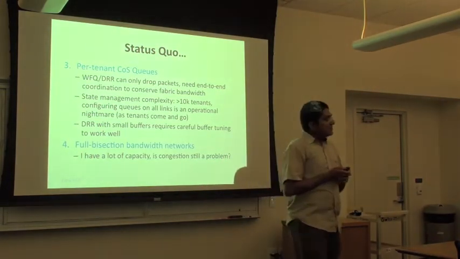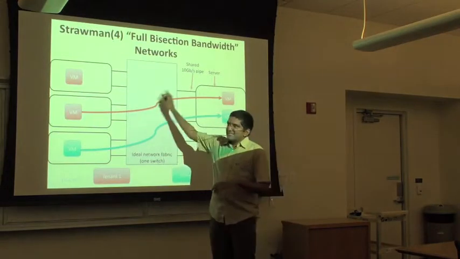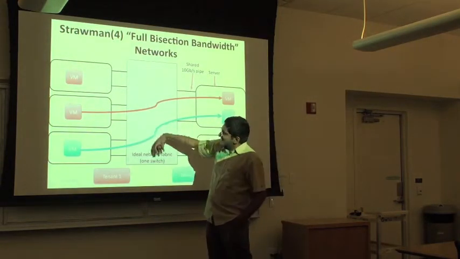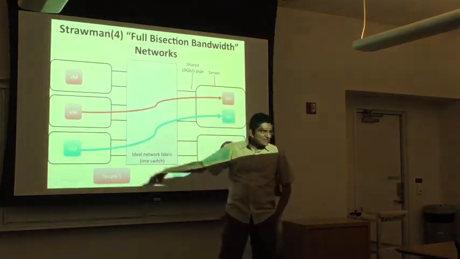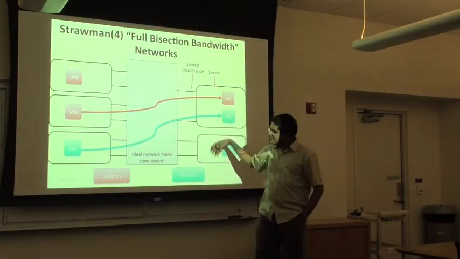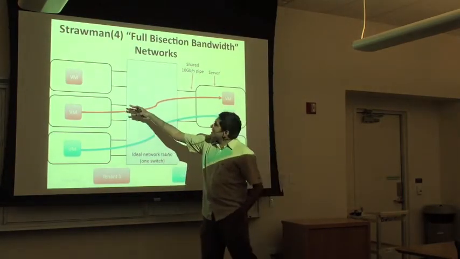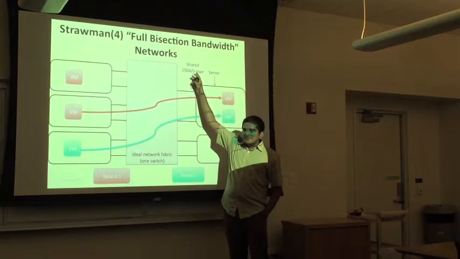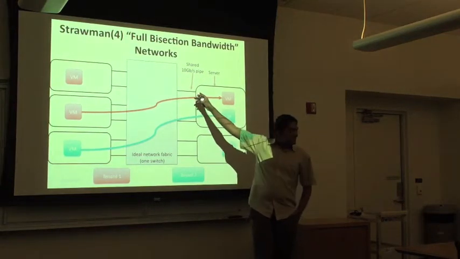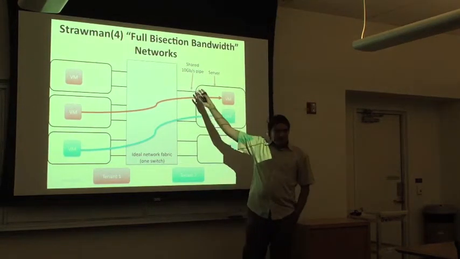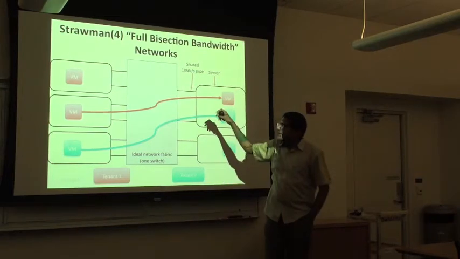The answer is no. Because let's say you build this ideal network. You have this network which has, let's say, infinite capacity, and you have a number of physical machines that are spread out throughout your data center. Each machine has a fixed capacity access link. This cannot be infinite. So maybe it's a gigabit per second or 10 gigabit per second, and so on.